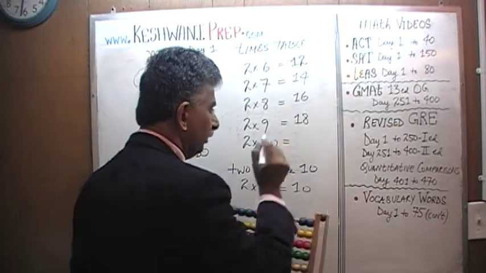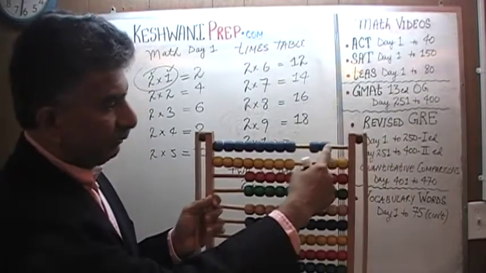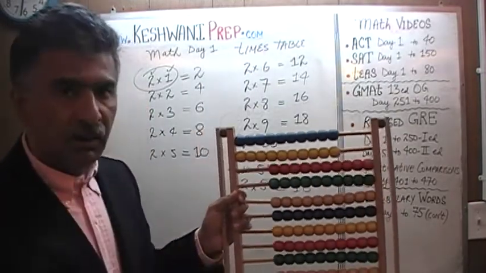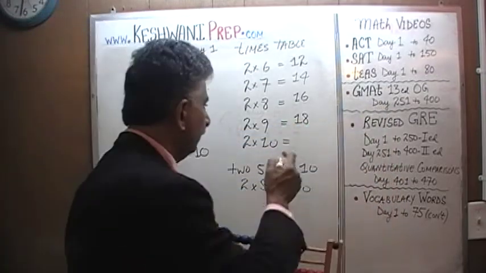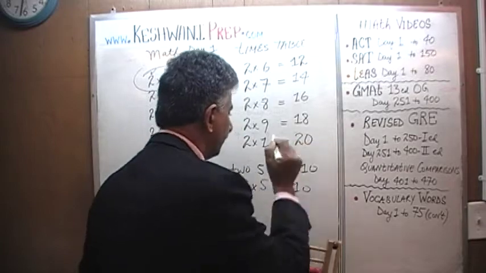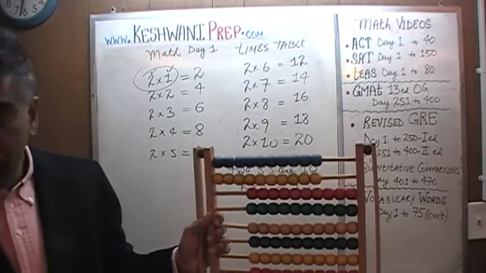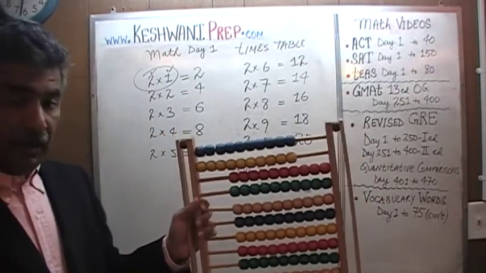And finally, 2 tens. 2 tens means we bring the one ten here, we bring another 10 here. And 2 tens. How much do you suppose 10 plus 10 is? If you have 2 tens, 2 tens are 20. 2 tens are 20. That's it. I'm going to stop here.